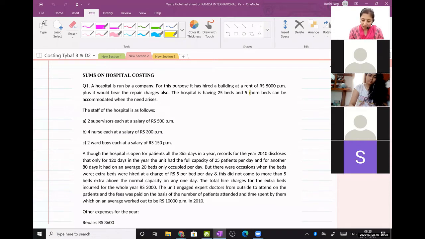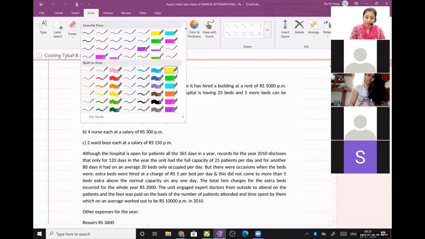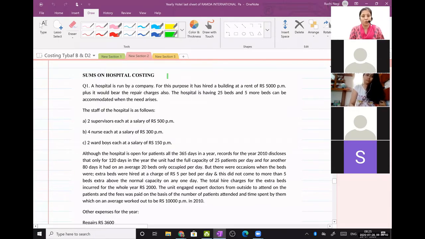Very good students. Haniksha, Madhu, Priya, Shubham. Okay, it's a fixed cost. Very good. So, as usual, I'll follow the same color rule of green with fixed and blue with variable. So, this building rent is a fixed cost and it is 5,000 per month, plus it would bear the repair charges also. So, let us see again what is the repair charges.